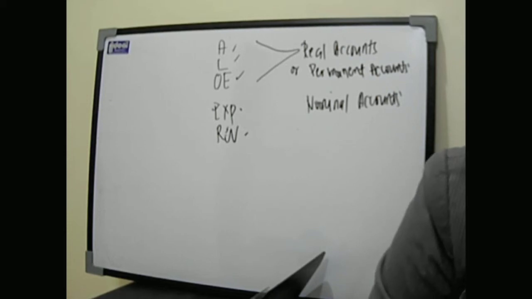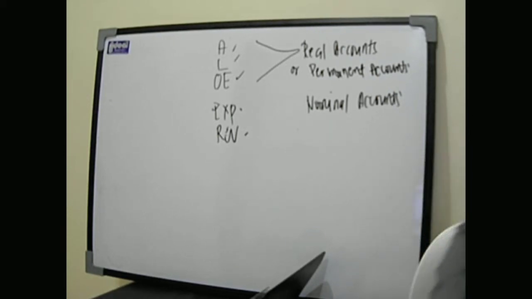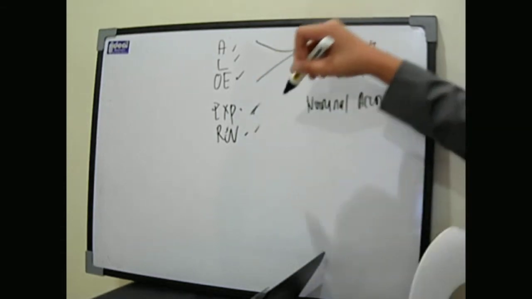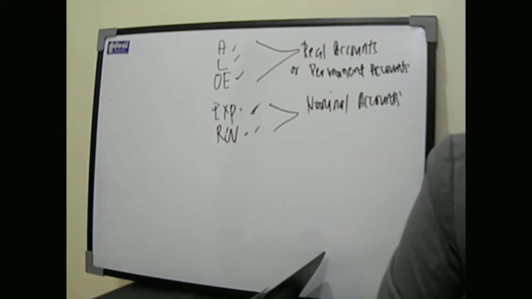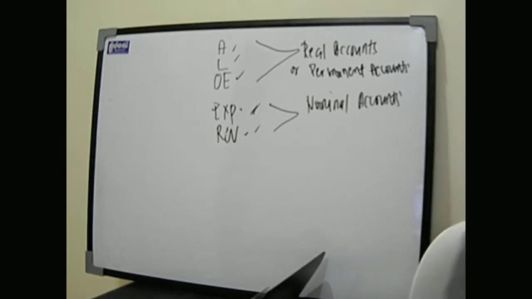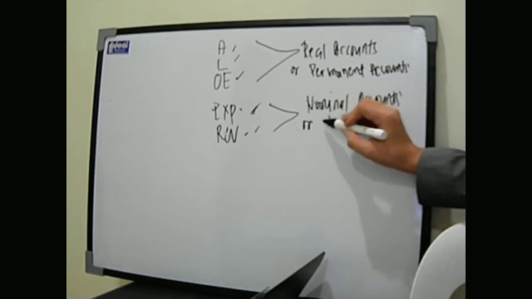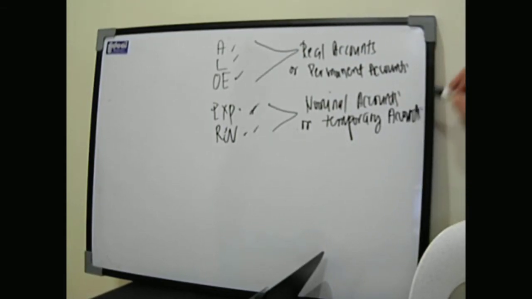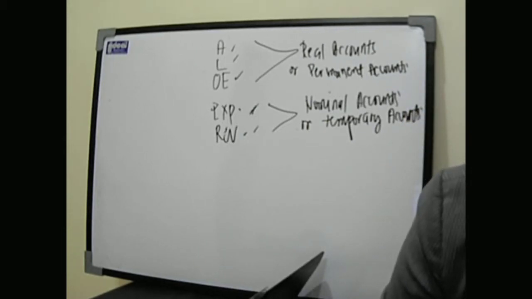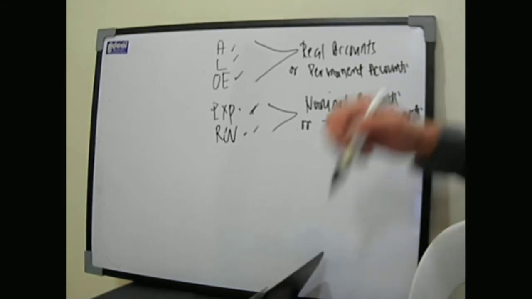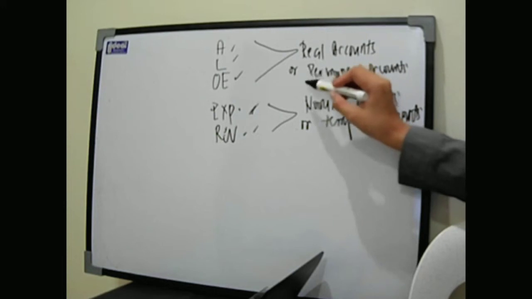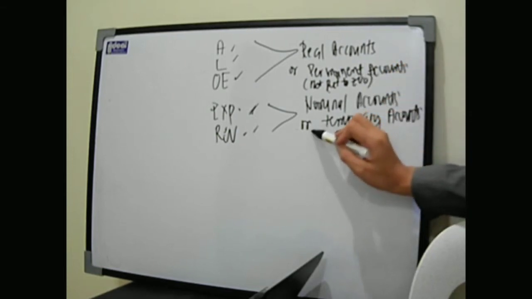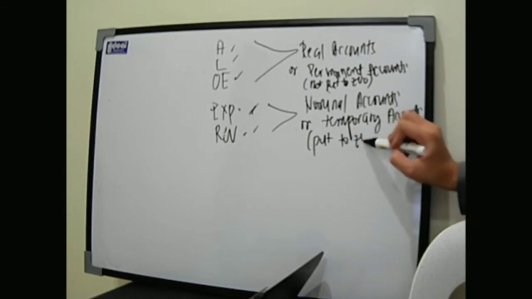While for nominal accounts, these are accounts that comprise the elements of the income statement, which is the revenue and the expenses accounts. So they are nominal accounts. These accounts are called temporary accounts because they are closed or put to zero balance at the end of the accounting period. Kung si real accounts not put to zero, si nominal accounts, we put it to zero.